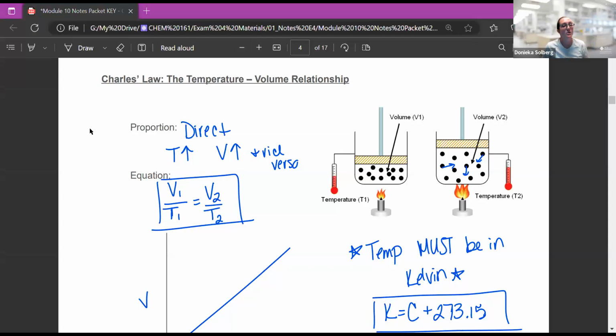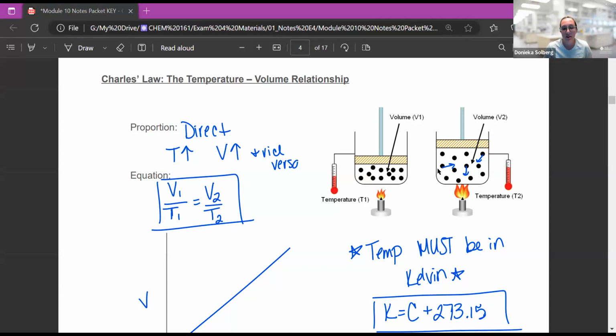Okay, on to law number 2, which is Charles' law. Charles' law has to do with temperature and volume. Remember, I told you the only inverse one you need to know is Boyle, so the rest of them are going to be direct relationships. If you think about it, temperature and volume, if I have a container that is flexible, it can change volume. If I heat it up, all of these particles are going to be moving faster.